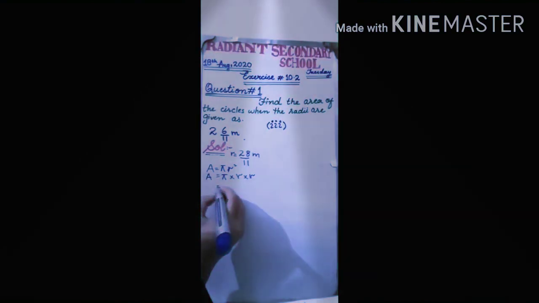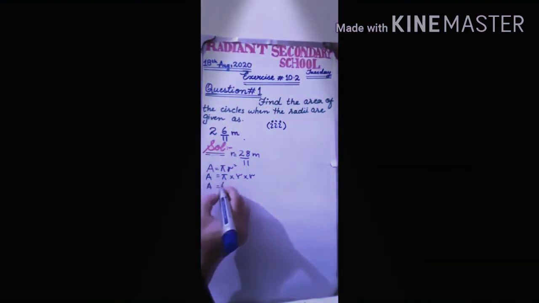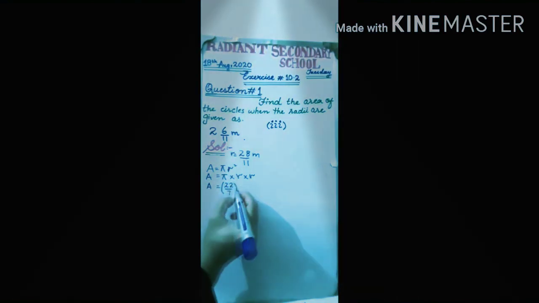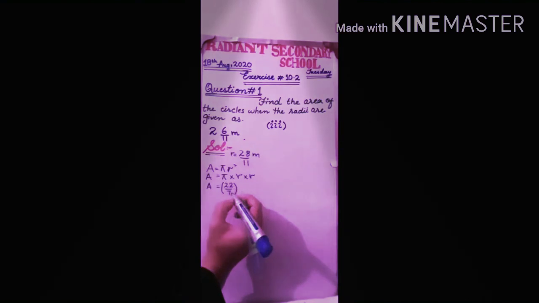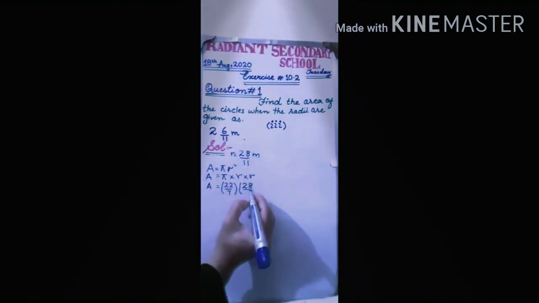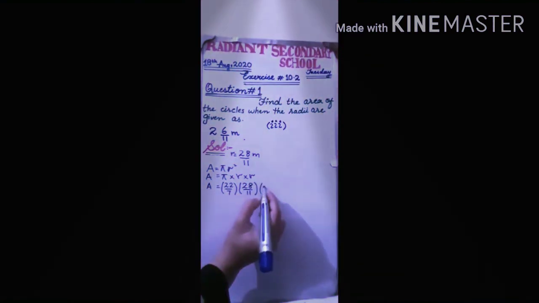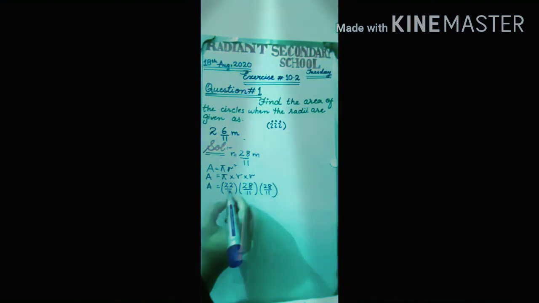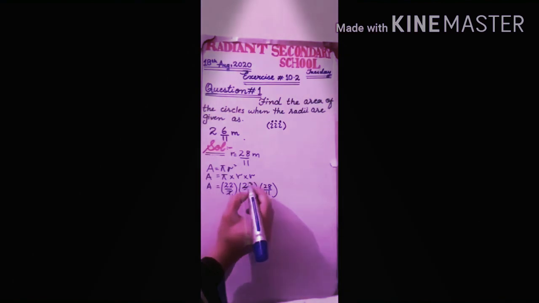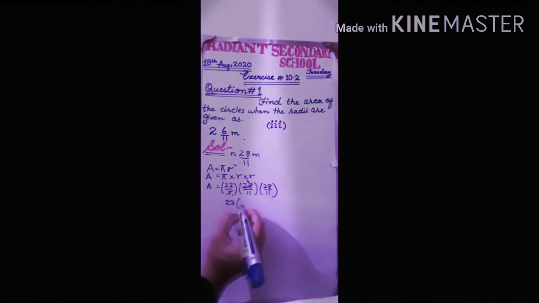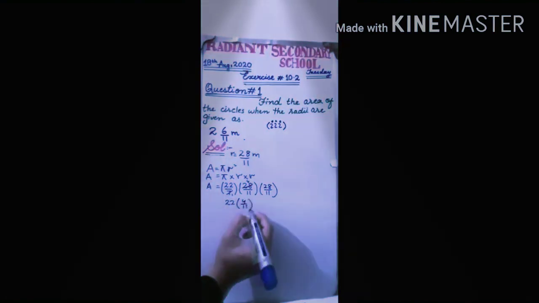After that you have to put the values here. Value of pi, I am taking 22/7 because in the question it is not mentioned which pi you have to take. So you can take 22/7 here, multiplied by r. R is 28/11, 28/11 and 28/11 again. After that you have to simplify it. 7 1s are 7, 7 4s are 28. Now remaining is 22 multiplied by 4/11.